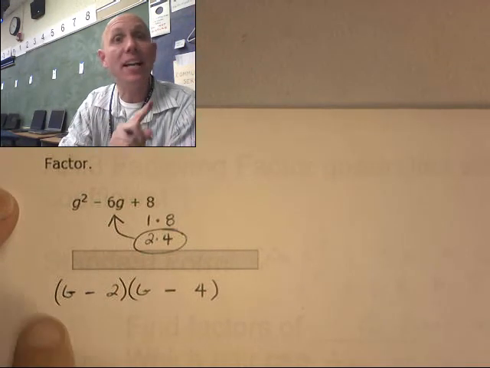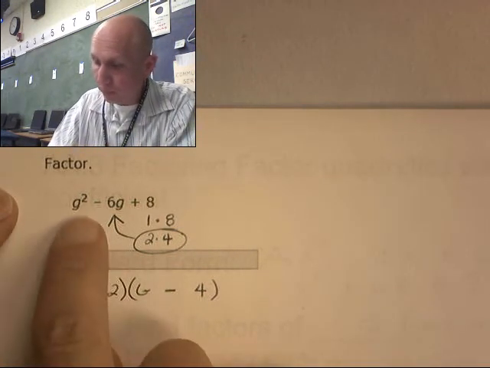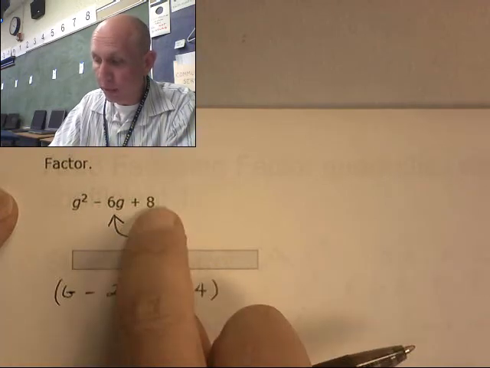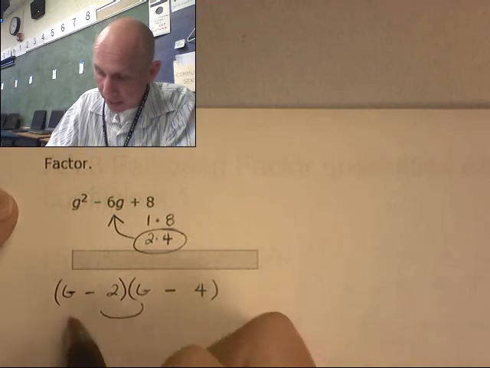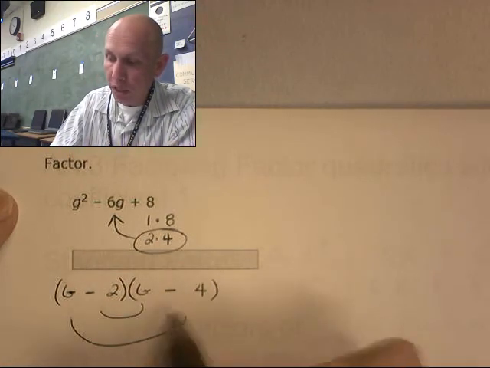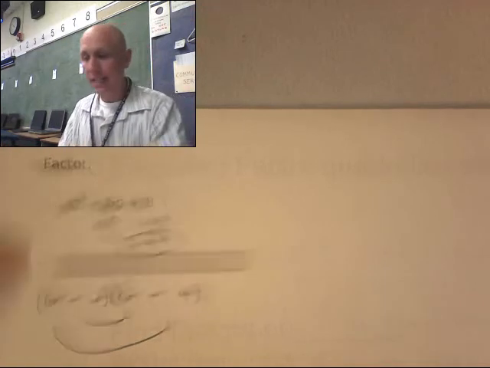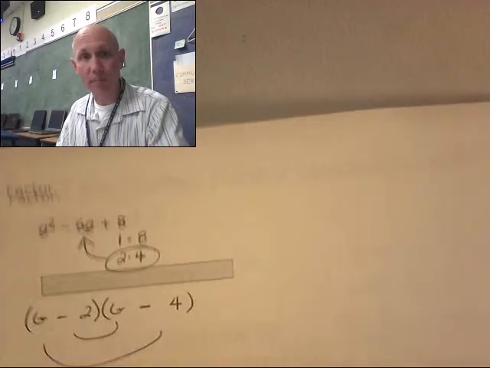There it is. Let's see, does it work? G times G is G squared. Negative 2 times negative 4 is positive 8. Negative 2G, negative 4G adds up to the negative 6G. It works. These two things are the same.